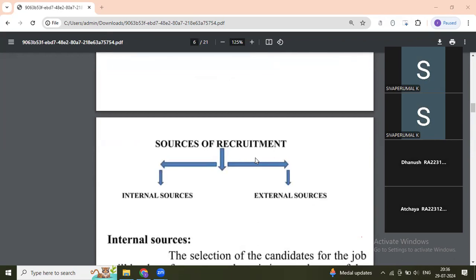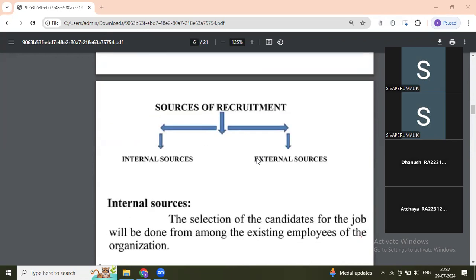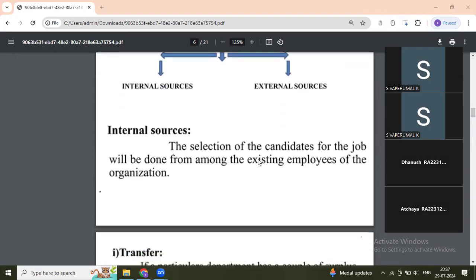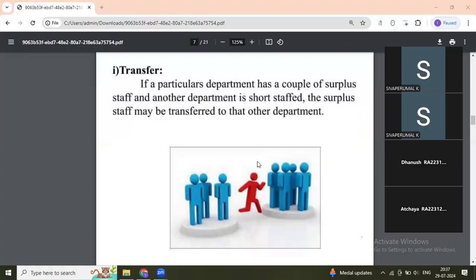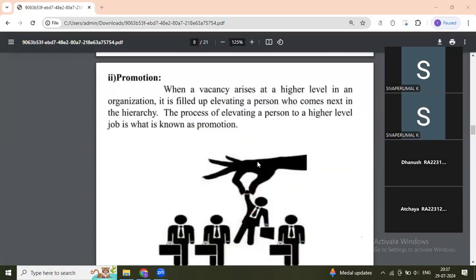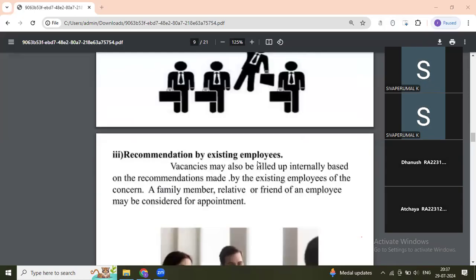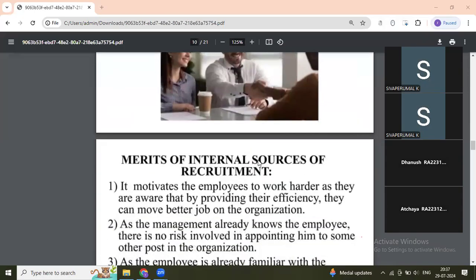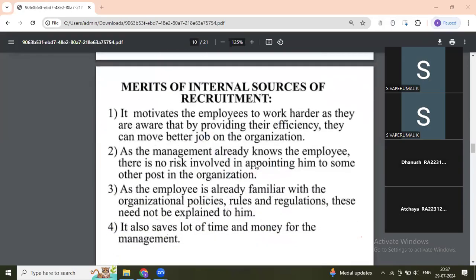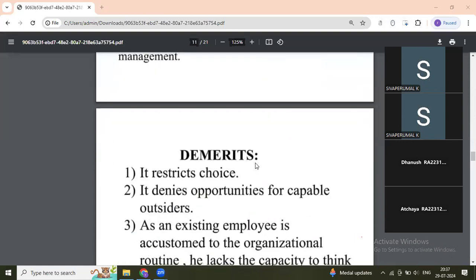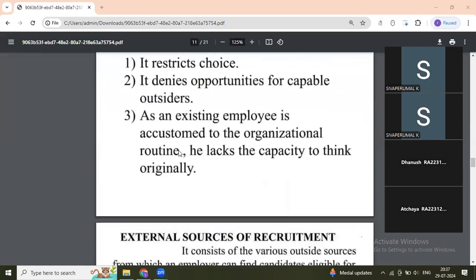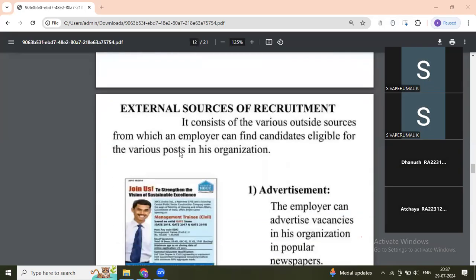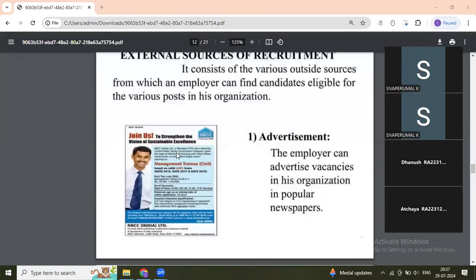And next one is sources of recruitment. We had two sources. One is internal sources, another is external sources. Internal sources means candidates selected through the company or who are already working in this company. The points are transfer, promotion as the second point, and recommendation basis as the third point, and the fourth point is not there. Next, we have seen some benefits and also demerits in the internal sources.